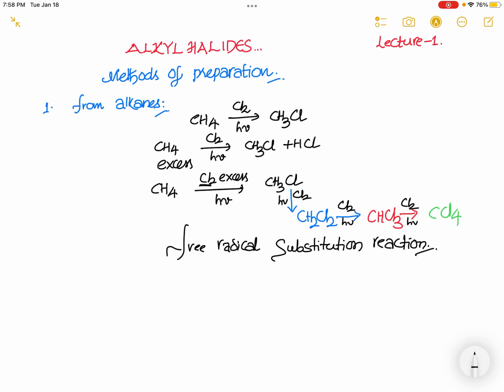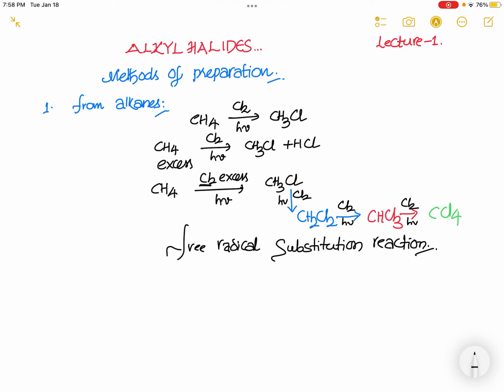Hello. In this session, we'll go with alkyl halides. Alkyl halides are the compounds in which halogen is present along with carbon and hydrogen. We'll discuss the methods of preparation in this session.